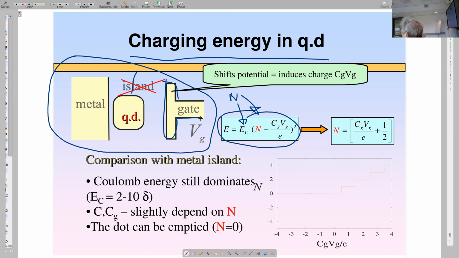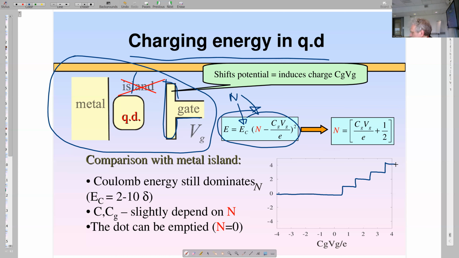One can manipulate this with a gate electrode. The only peculiarity is that one cannot really make holes in the dot. So one can only add electrons in there. So there will be a one-sided ladder of discrete charge as a function of gate voltage. The dot can be emptied.